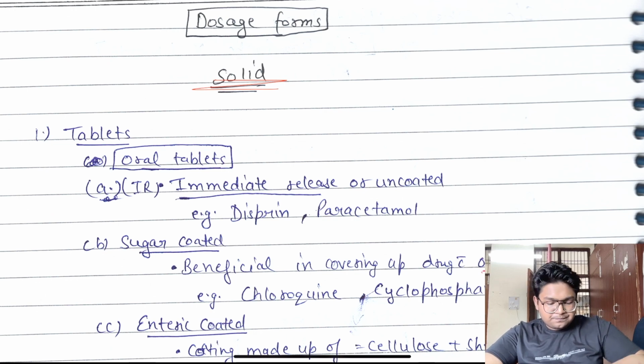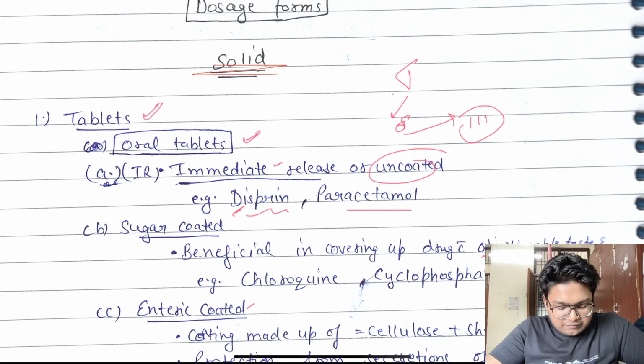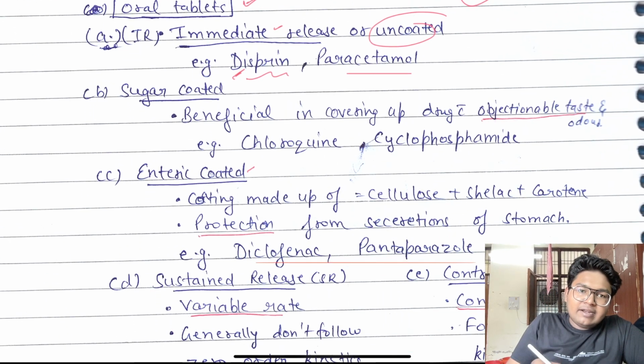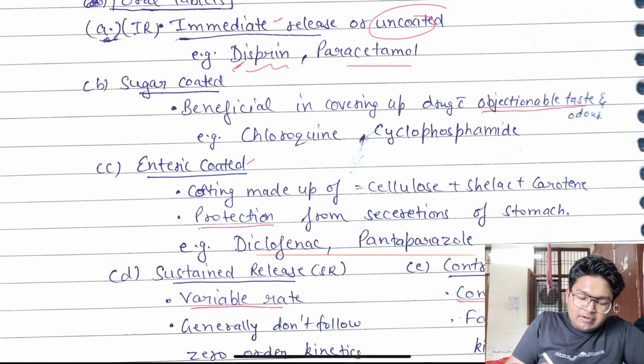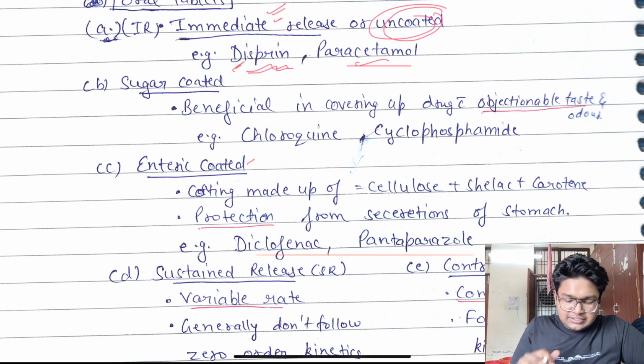So let's begin. Solid dosage forms. First of all, we have tablets. In tablets, we have oral tablets. In oral tablets, the first example is immediate release or uncoated tablets, like Disprin and paracetamol. They go and start action.